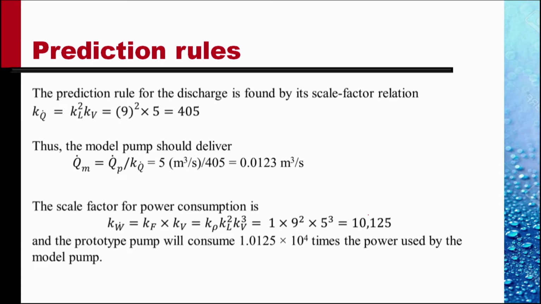The scale factor for power consumption is kW dot. The power is force times the velocity. So kW dot is equal to kF times kV. And we use k rho, kl square, kv square for kf, the inertial force factor. All forces are same. So this gives you a power scale factor of 10,125. So the prototype will consume more than 10,000 times the power used by the model pump.